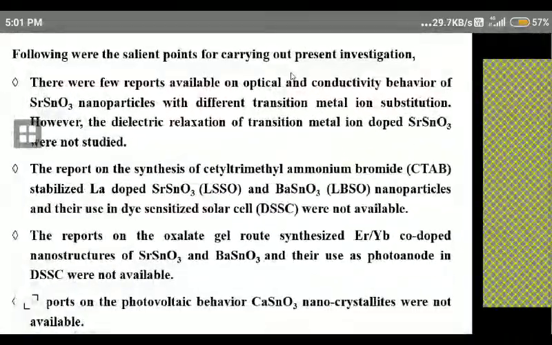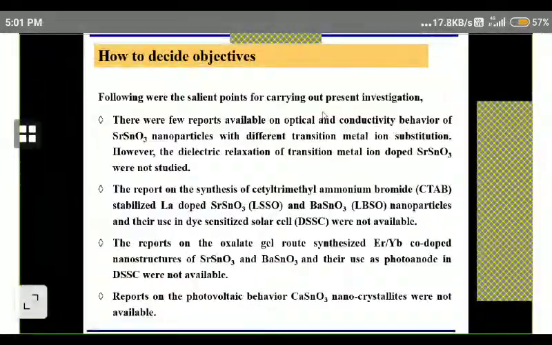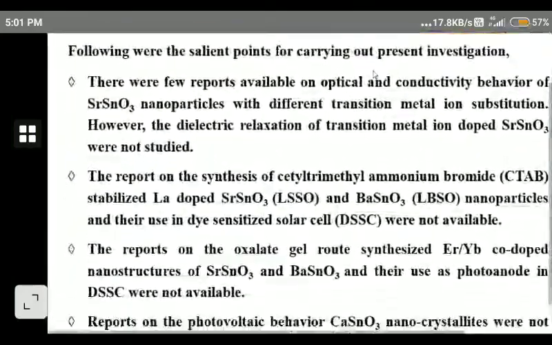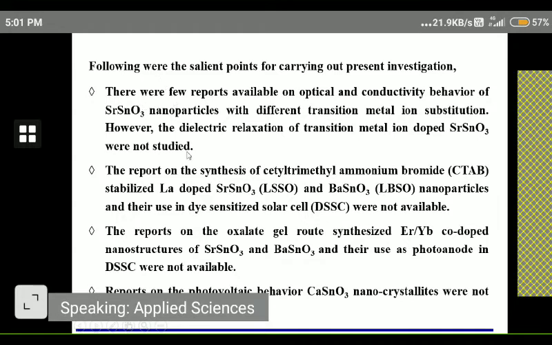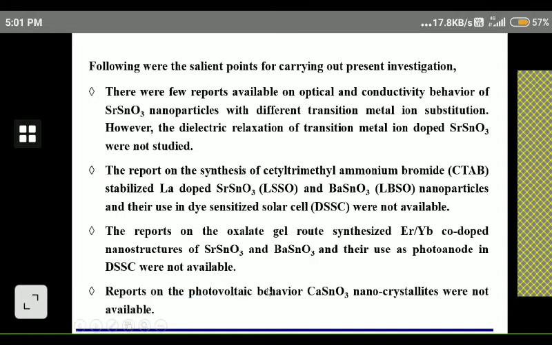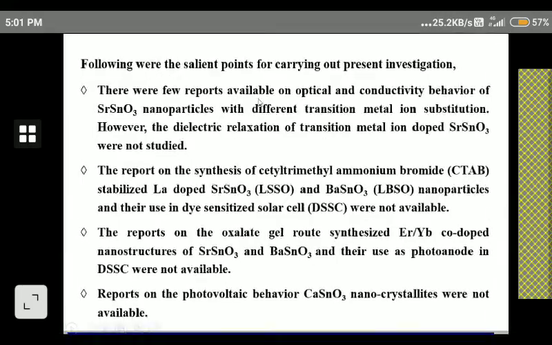So then the next topic: how to decide objectives. To decide the objective, first you have to select the topic, meaning the area. You have to narrow down which area you want to work on. Once you have narrowed down the area, you do intensive research, a literature survey, and try to find out what has been done and what has not been done.